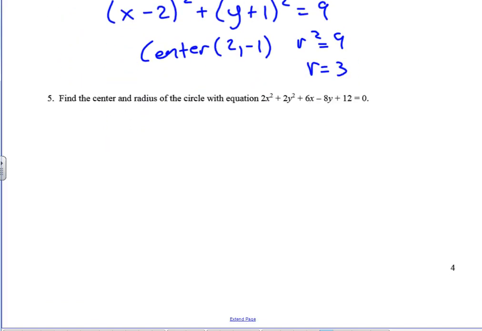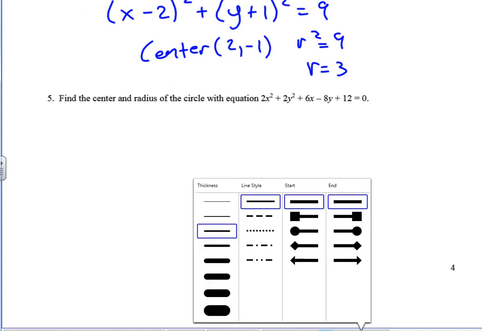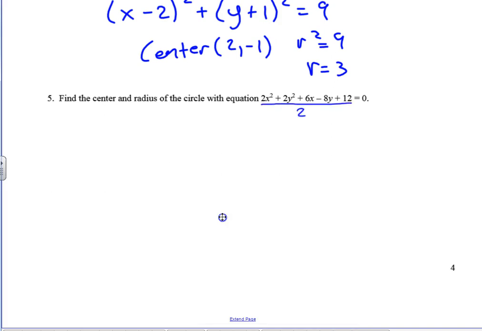Okay, last one. Same problem that we have here at the start is we don't have 1 as the coefficient of our x values. So in this case, instead of dividing by 3, we're going to divide by 2. And that would create x squared plus y squared plus 3x minus 4y plus 6 equals 0.